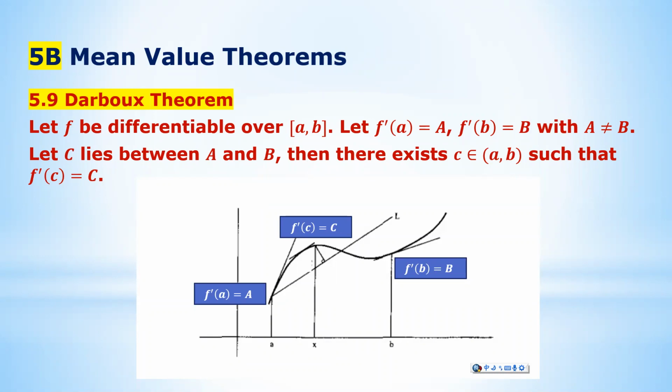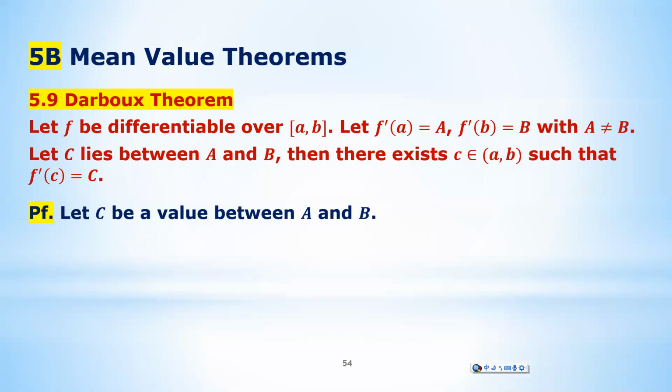Okay, so now let's see how we can prove this. Let's say that I have a value capital C between f prime of a and f prime of b. Then I'm going to search for a point c between little a and little b, so that the slope at c should equal this capital value, the capital C.